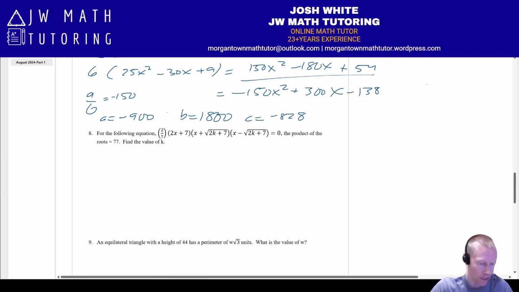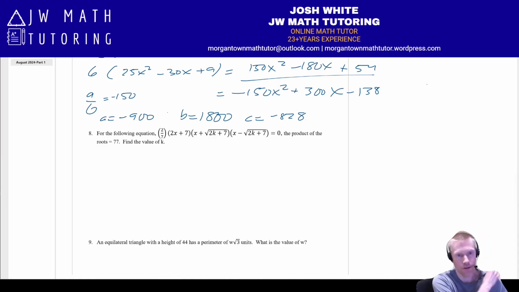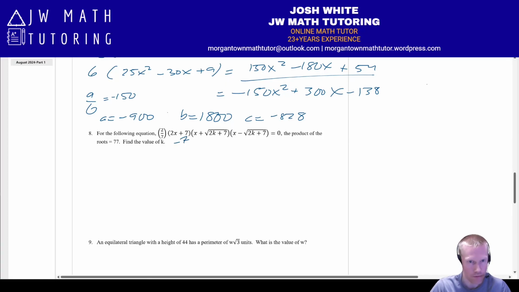All right, next question. Here we have a product of roots problem. So we have this equation, and we're told the product of the roots is 77. Find what k is. So, okay, we've got three roots here, three solutions. The first one is going to come from here. It's going to be negative 7 halves.